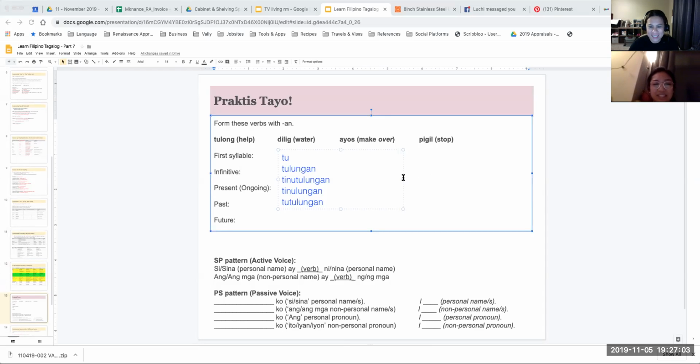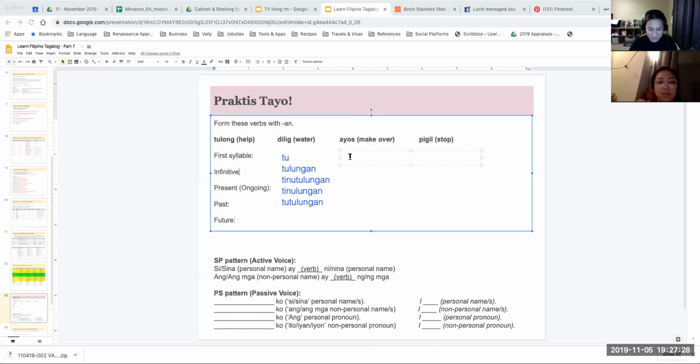Okay, next, let's do tulong as a verb. It can also be a verb. Yes, you can say tumulong, and you don't need the an. You only need the an in the other focus. All right.